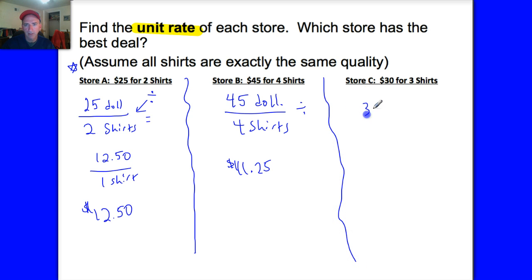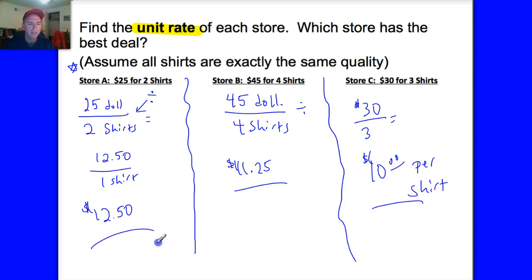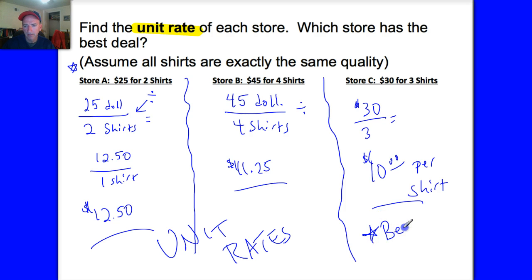And then the last one. 30 for 3. I think we could all probably do that one in our head. $30 for 3. That's $10 per shirt. Okay, so all of these things that we found, these are unit rates because it's how many for 1 shirt. Best deal is this one right here. Again, we're not assuming anything other than the price.